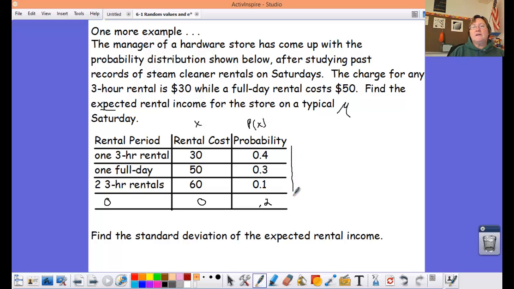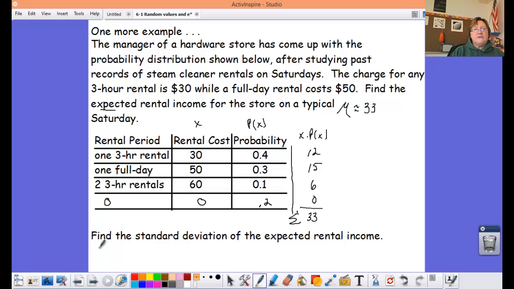So let's think about that real quickly. XPX, 30 times 0.4 is $12. 50 times 0.3 is going to be $15. 60 times 0.1 is going to be $6. And 0 times 0.2 is going to be 0. Now our mean is going to be the sum of those things. So 12 and 6 is 18, and 15 more is $33. So his expected rental income on any typical day is around $33.